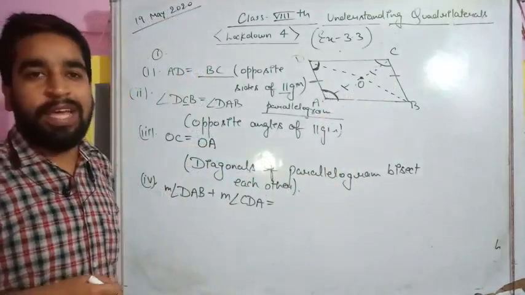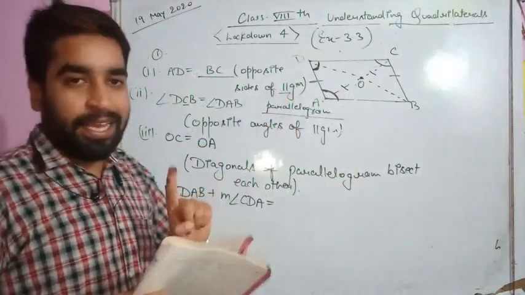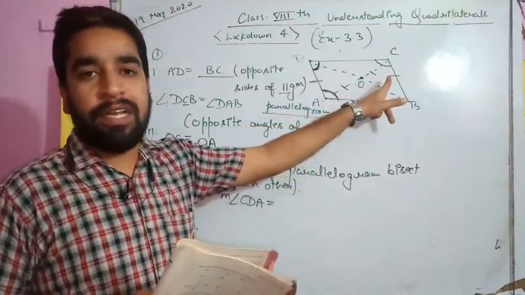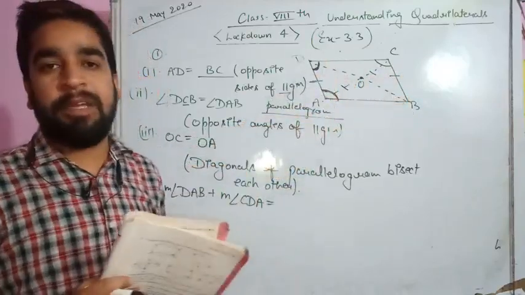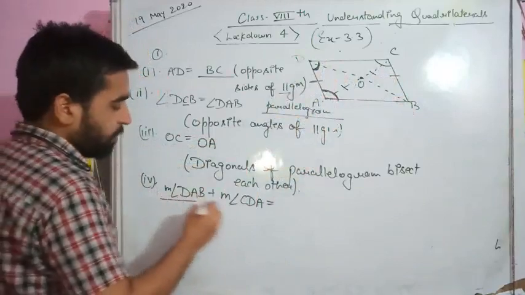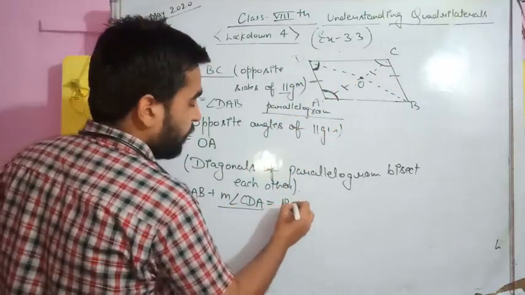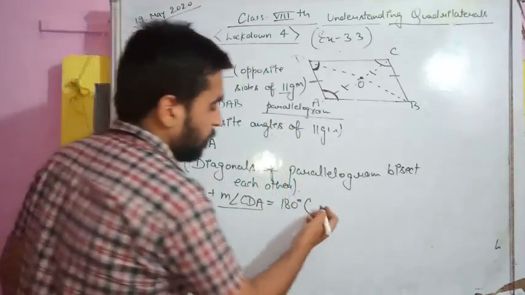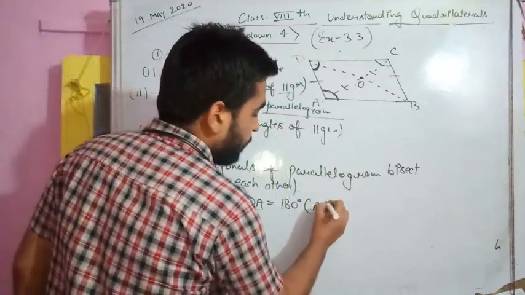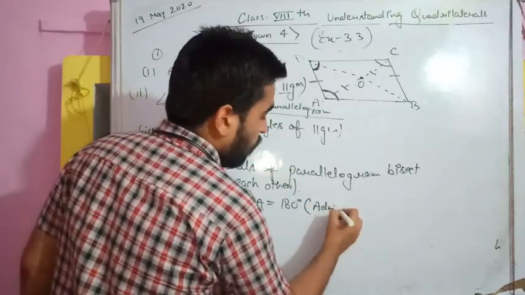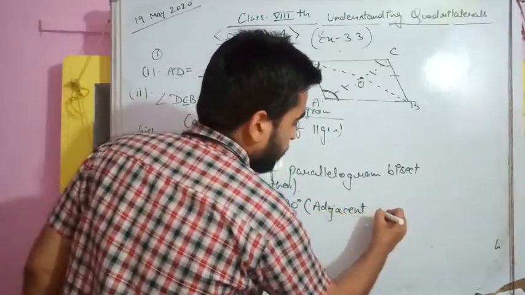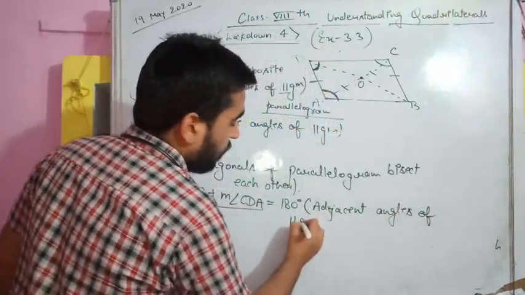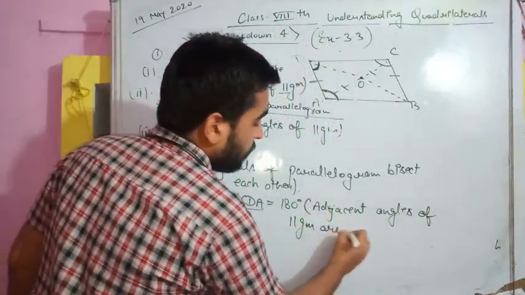We don't know. Actually, we can guarantee one thing, that angle A and angle C will be equal. Opposite angles are equal and adjacent angles are supplementary. So these two are adjacent angles, so the sum will be 180 degrees, and the reason we have to mention, so we can mention it: adjacent angles of parallelogram are supplementary.